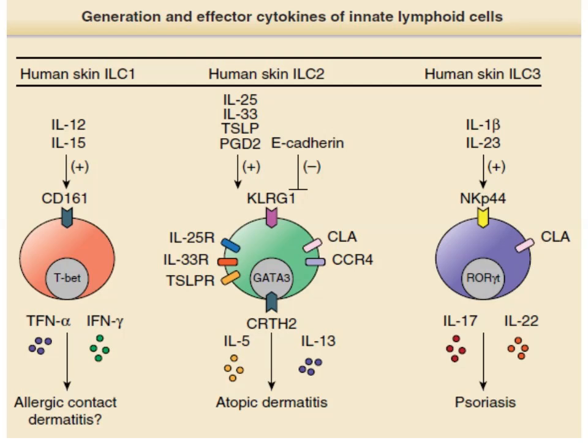Each ILC subset is characterized by expression of transcription factors in a similar manner as Th subsets. Thus, similar to Th1 cells, ILC1 express T-bet, ILC2, similar to Th2 cells, express GATA3, and ILC3 express RORγt, similar to Th17 cells.